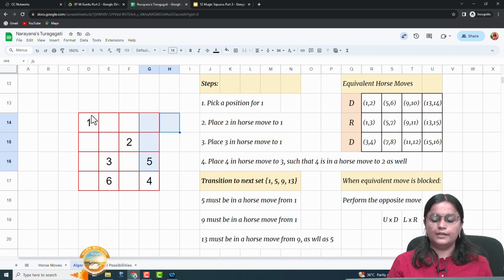Now, when such a scenario happens where our equivalent move is blocked, we perform the opposite move, which means if we were supposed to go in the right direction, we will go towards the left. What will that left be? From 5, we go up, take a left and place the digit 7 in this particular column.